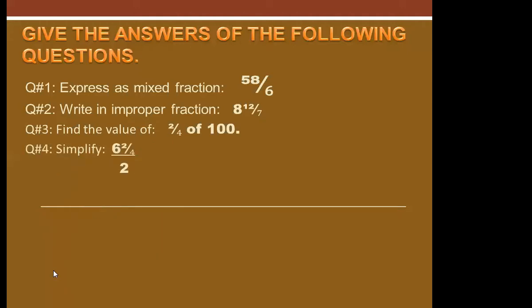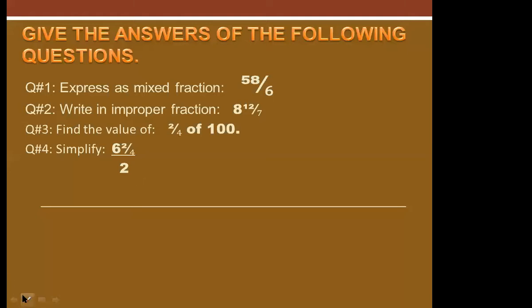Okay, can you simplify this one? 6 whole 2 upon 4 divided by 2. Class, can you solve this one? 6 whole 2 upon 4 divided by 2. First you will convert this into improper fraction and then divide it by 2. Can anyone tell me what will be the answer? So what will be the answer here?